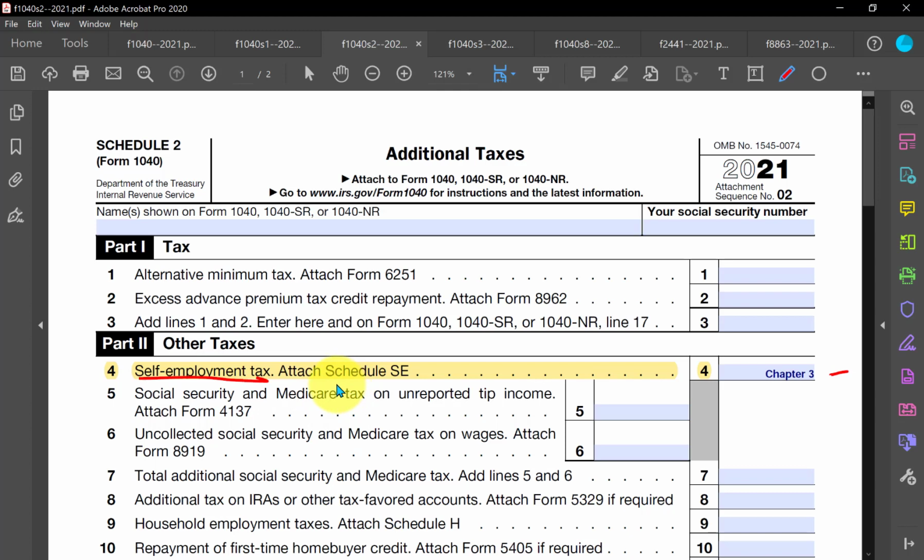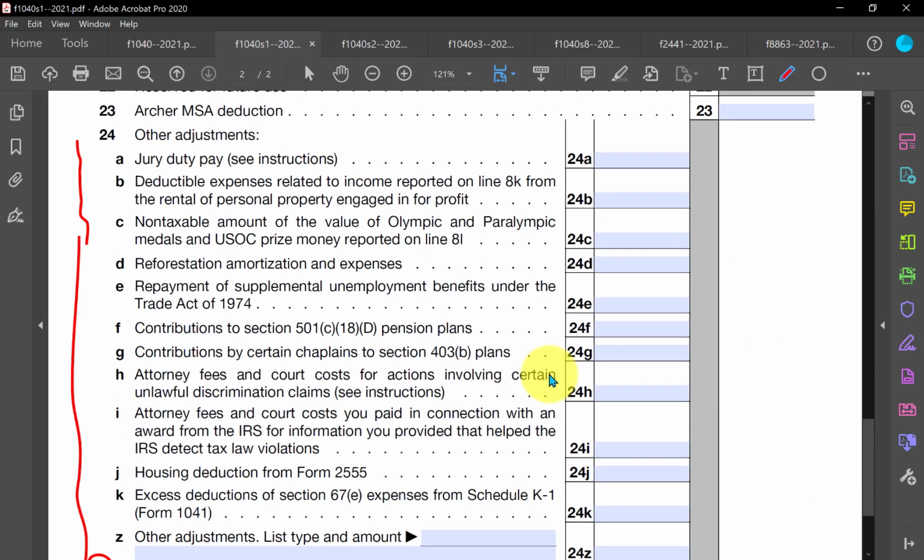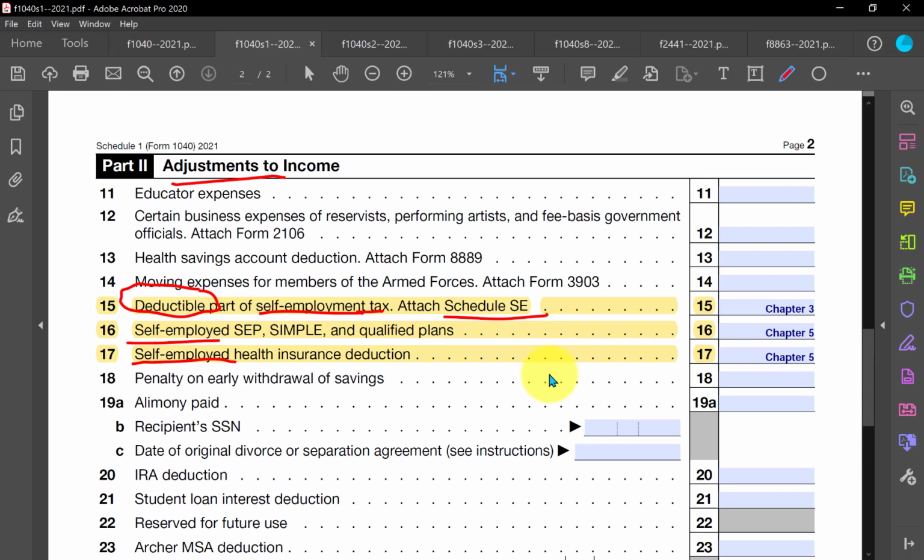We're going to learn how to fill out a Schedule SE and calculate the tax and write the total here in line 4 of Schedule 2. But again, remember back on Schedule 1, here in Part 2, right here is roughly half of the tax being claimed as a deduction.